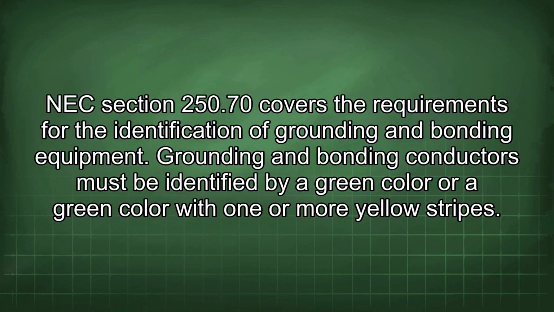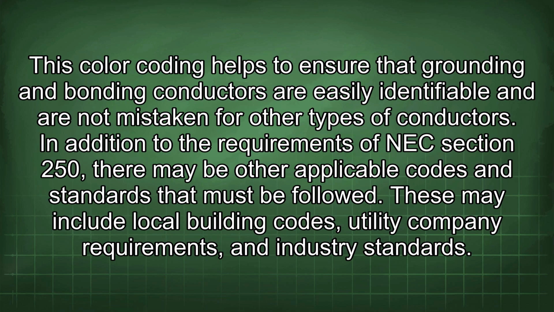NEC Section 250.70 covers the requirements for the identification of grounding and bonding equipment. Grounding and bonding conductors must be identified by a green color or a green color with one or more yellow stripes. This color coding helps to ensure that grounding and bonding conductors are easily identifiable and are not mistaken for other types of conductors.